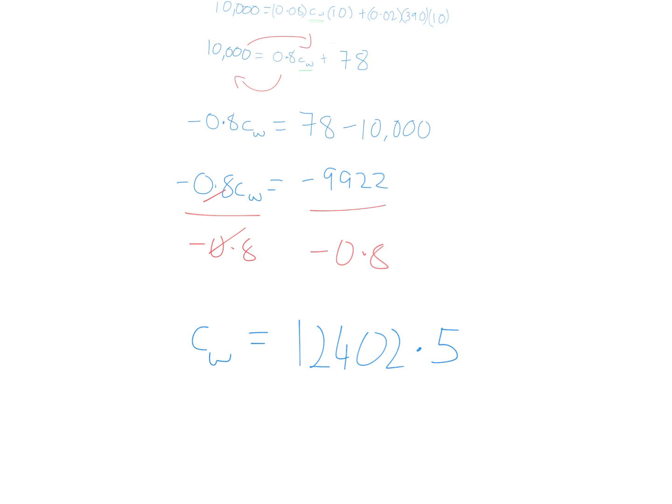Alright, now the last thing to do is add our units here. So it's specific heat capacity, so it's joules per kilogram Kelvin. There's our unit.